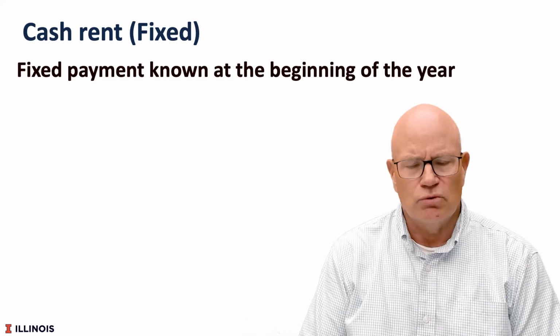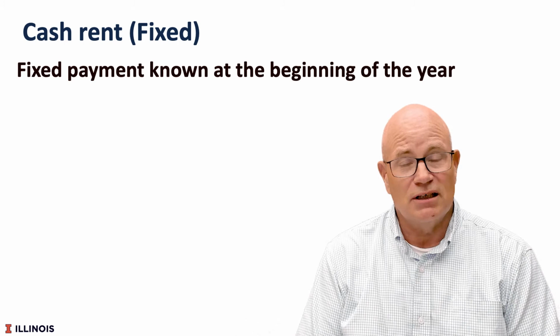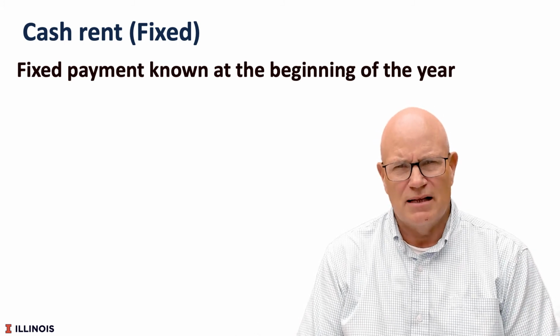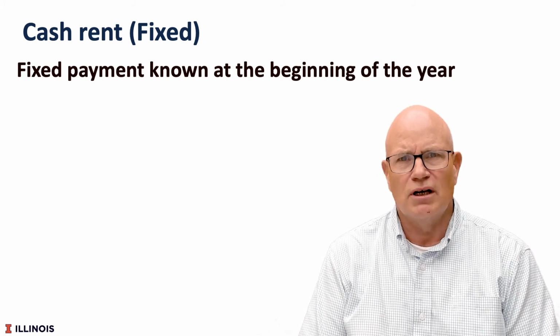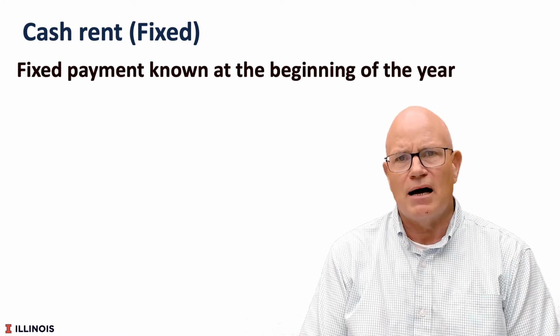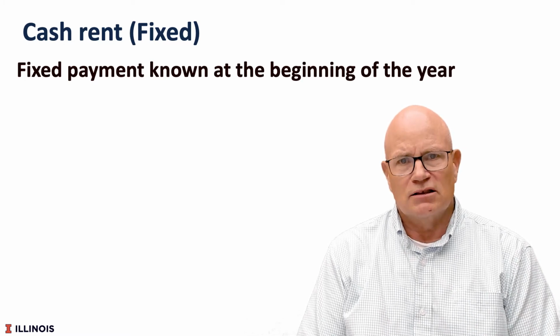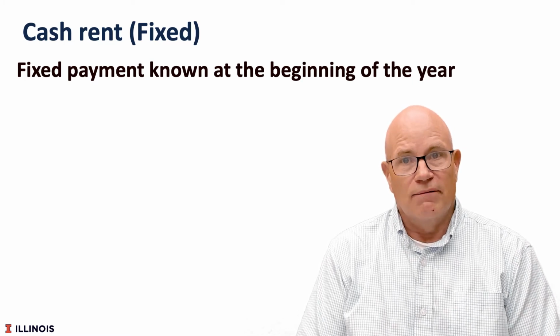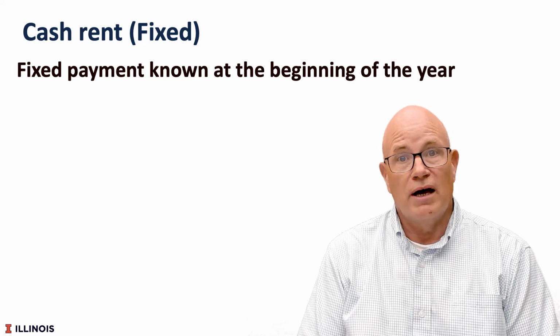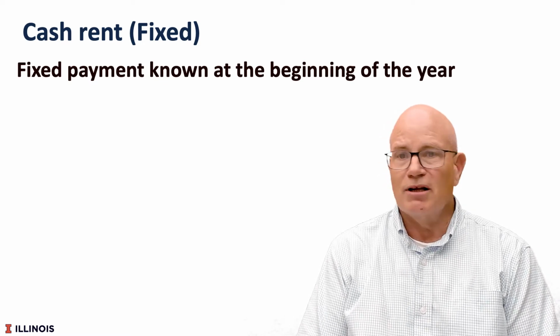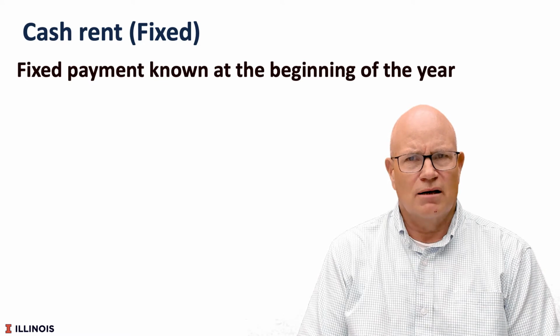A cash rent arrangement generally starts out with a fixed cash rent, and that fixed cash rent is known and negotiated before any activities start on that farm. The farmer and landowner know that payment. It's a fixed payment, and therefore it's known at the beginning of the year.